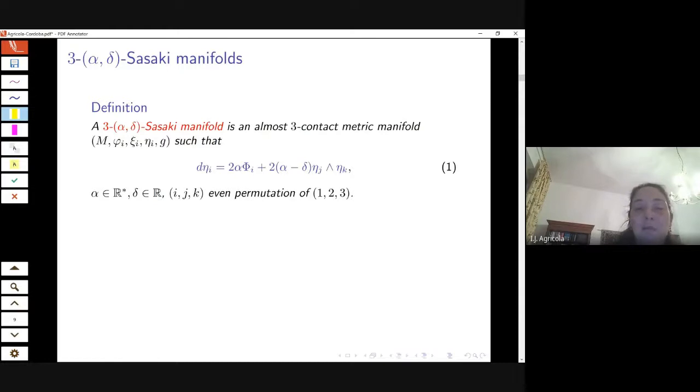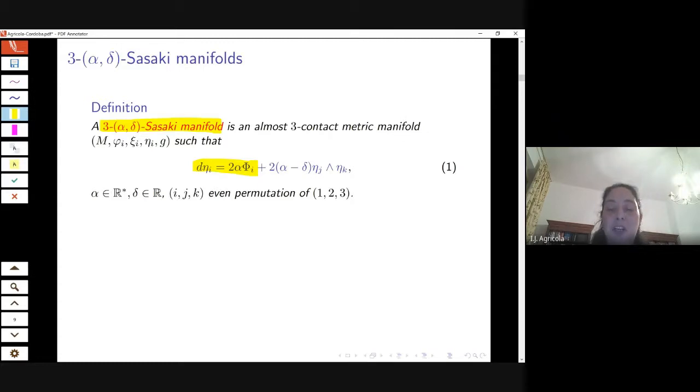Now let's jump to this new class of free alpha delta Sasaki manifolds. So first, for the notation, so free alpha delta Sasaki, this is a generalization of free alpha Sasaki manifolds. That's why the alpha stays there. But instead of having one constant, I now have two constants. So a free alpha delta Sasaki manifold is an almost contact metric manifold, just as defined before, satisfying first, here is the free alpha Sasaki condition.